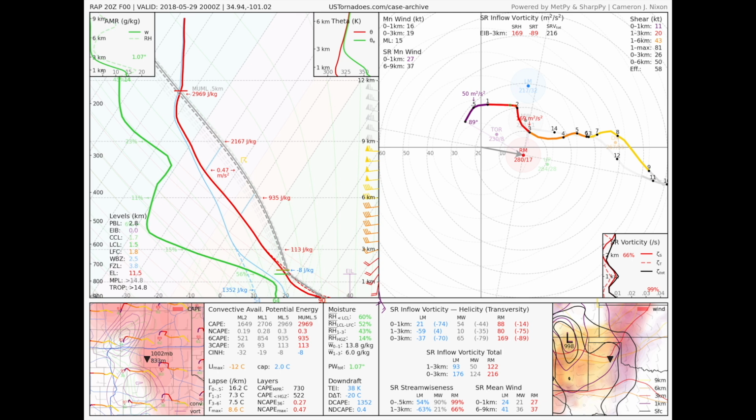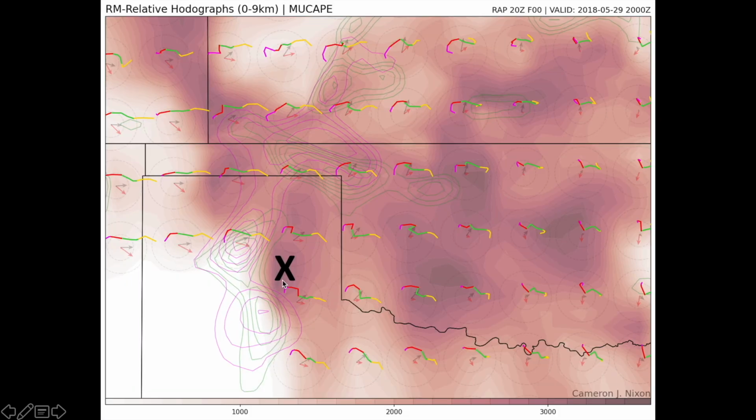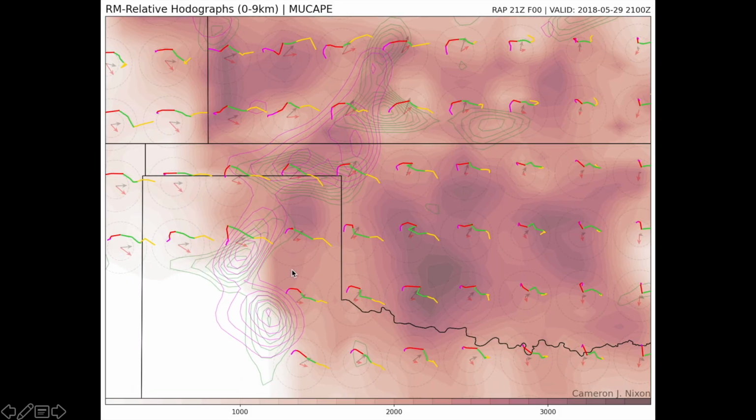I'm thinking for a quick potential spin up here before we get a large supercell ongoing if we do initiate here. So interesting target. I'm definitely eyeballing that.